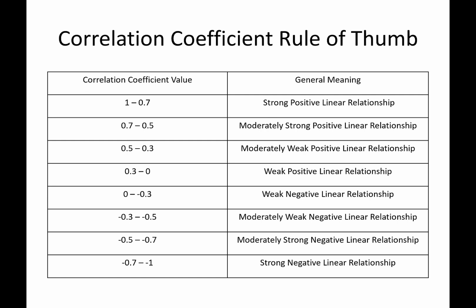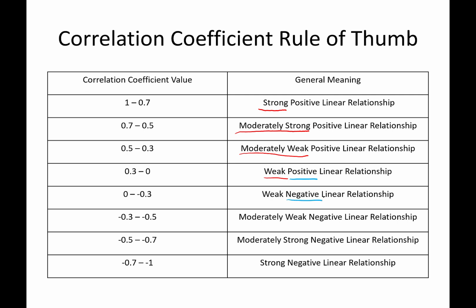To talk about the strength of a linear relationship, if we're between 1 and 0.7, we'll call that a strong linear relationship. 0.7 to 0.5, moderately strong. 0.5 to 0.3, moderately weak. And 0.3 to 0, we'll call that weak. So we have 4 different types of strengths. And then we just have 2 different directions. Is the line going upwards or is it going downwards?